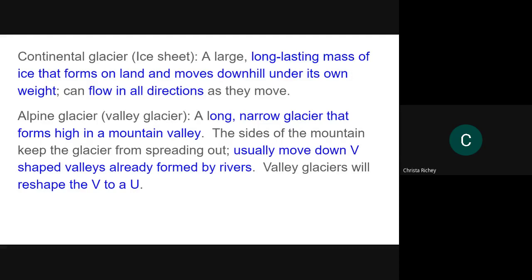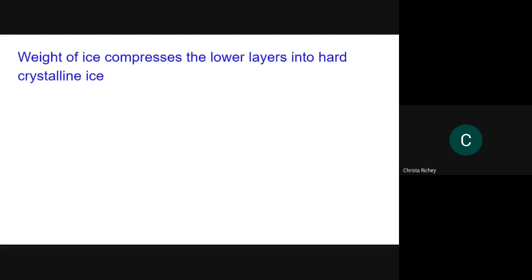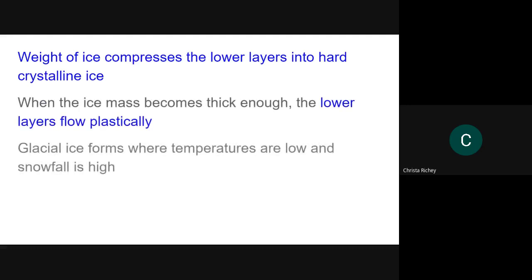Whole bunch of terminology when we get to glaciers. A lot of the words are French, and I don't speak French, so I'm probably going to mispronounce a couple of them.